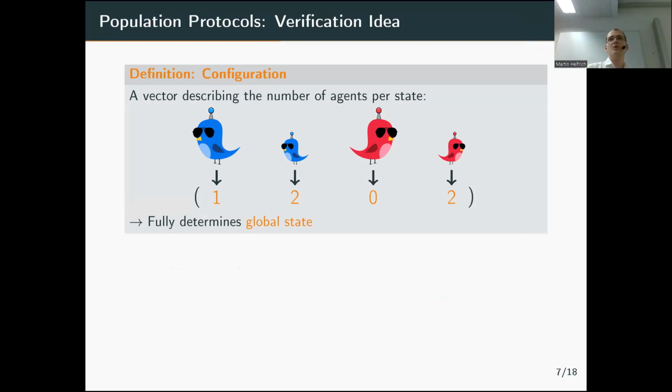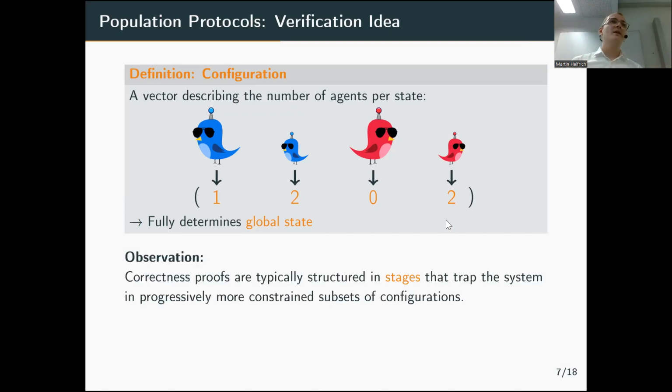So the configuration of a population protocol is a vector that describes the number of birds in each of the possible states, right? So in this example, we have one large bluebird, two small bluebirds, and two red small birds, right? And this vector is all you need to describe the global state of the system. This is fully determined because our agents are all anonymous and identical, right? They have the sunglasses.